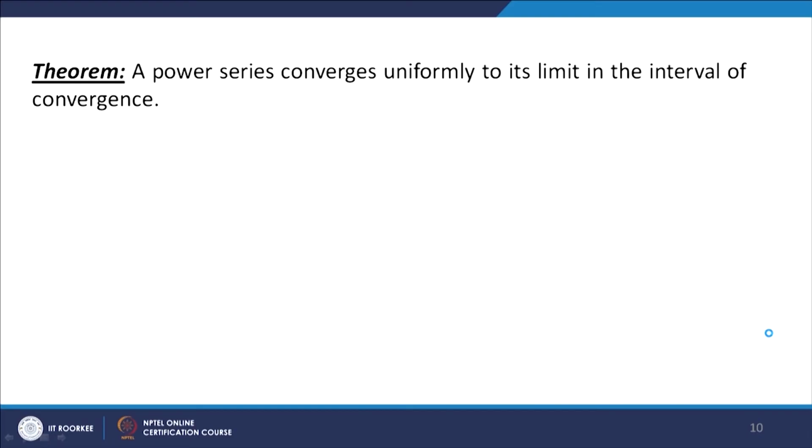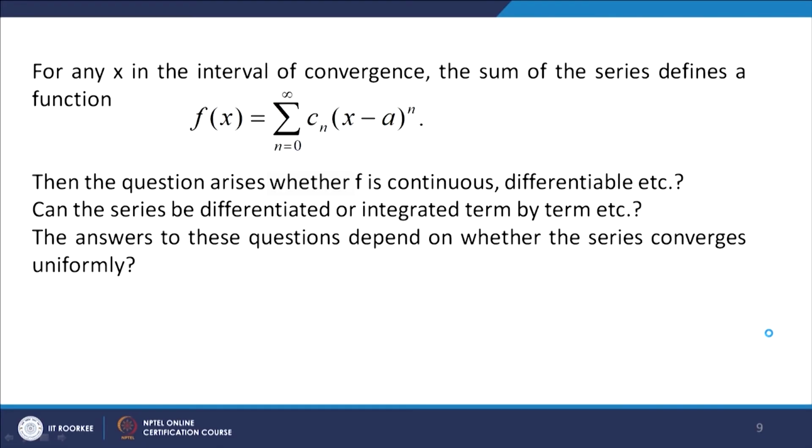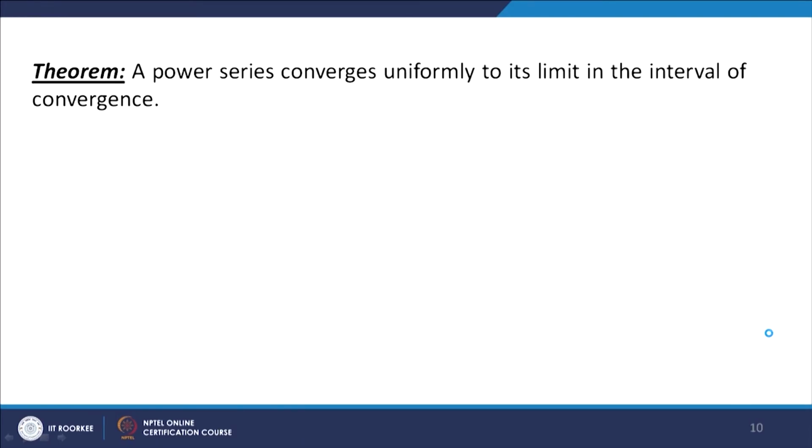The theorem which answers this question is: a power series converges uniformly to its limit in the interval of convergence. So, this means that if f x is the sum function of the series and the radius of convergence of the power series is R, and the center of the series is a, then the series always converges uniformly in the open interval a minus R less than x less than a plus R. Okay. So, let us see how we prove this.